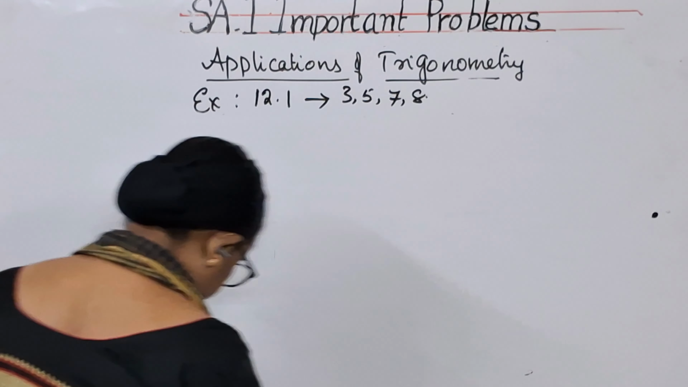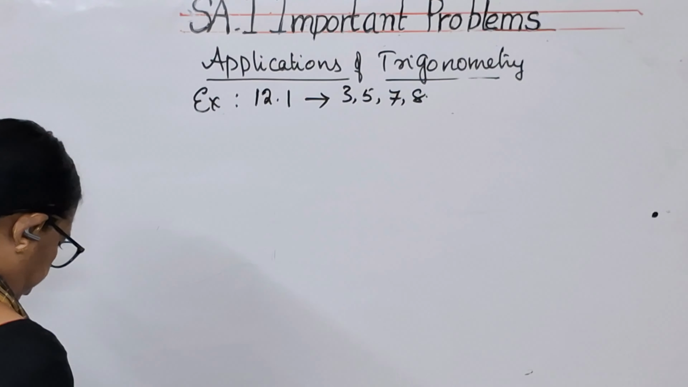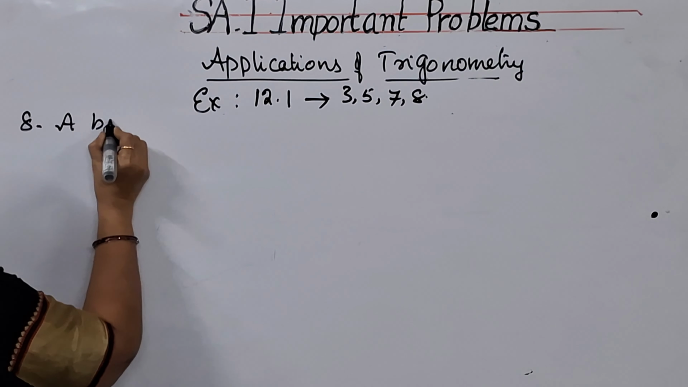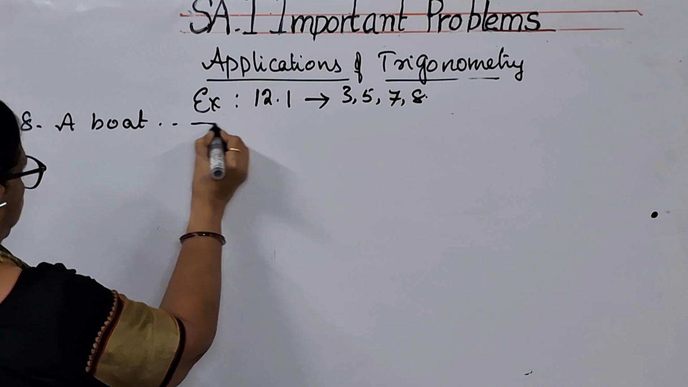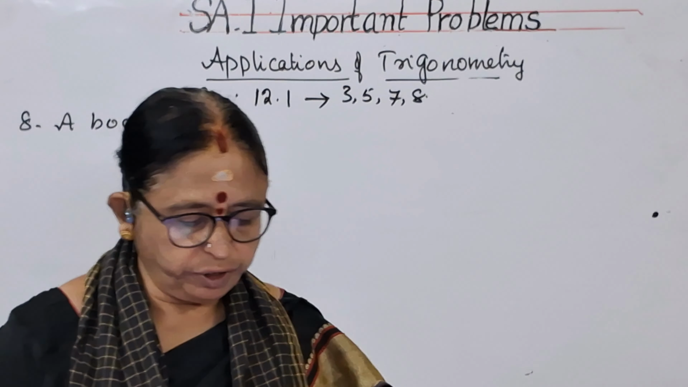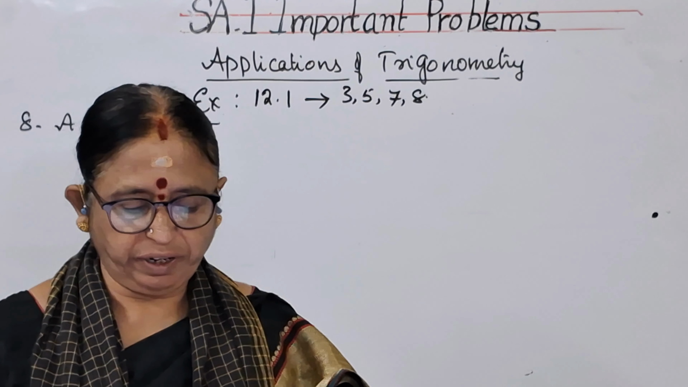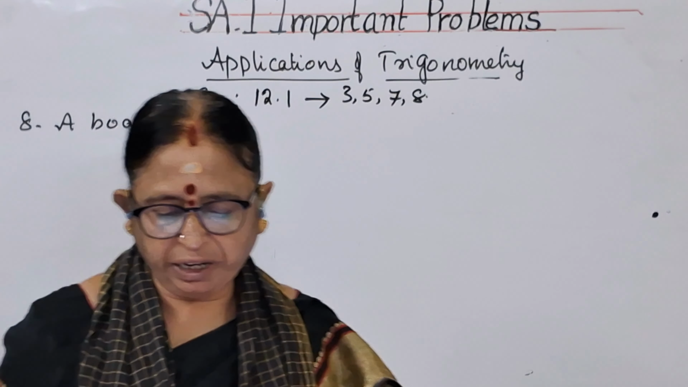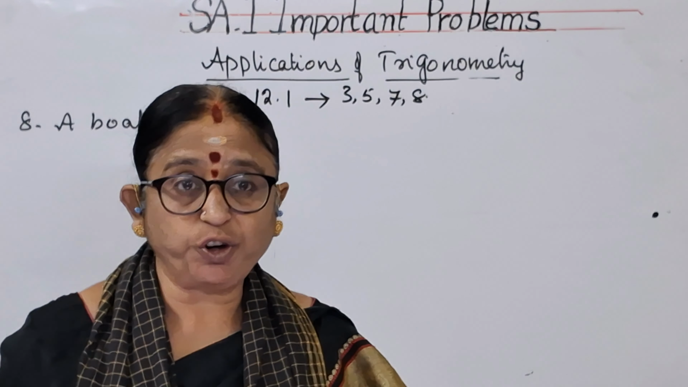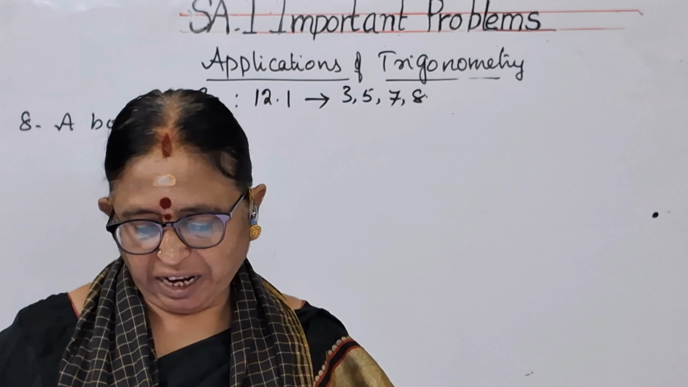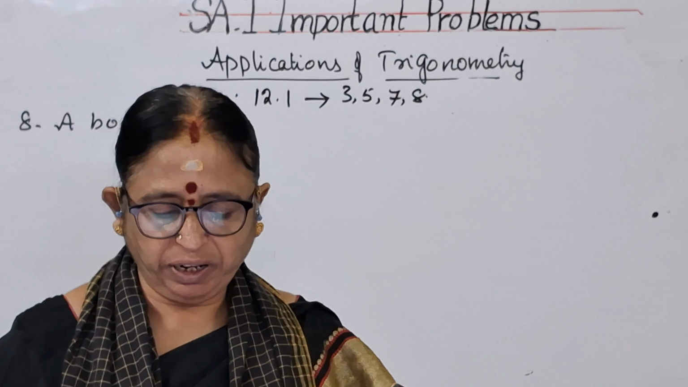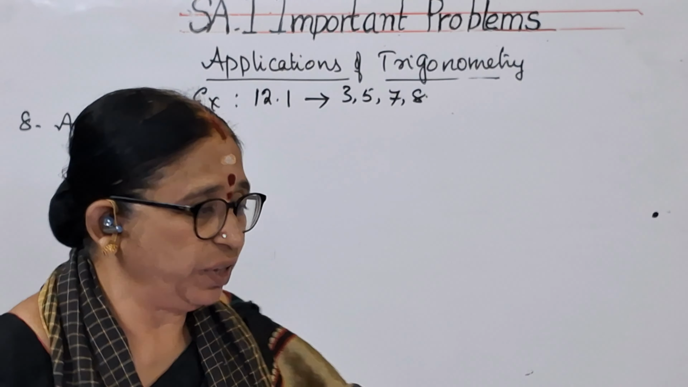Now, the 8th problem. Let me read the problem. A boat has to cross a river. It crosses the river by making an angle of 60 degrees with the bank of the river due to the stream of the river. And it travels a distance of 600 meters to reach the other side of the river. What is the width of the river?